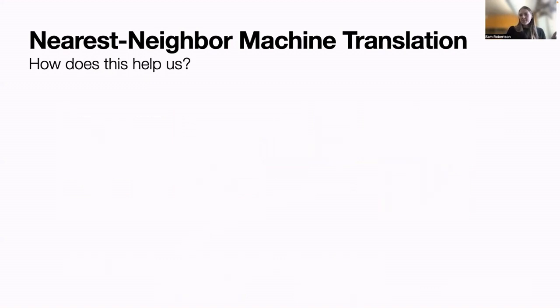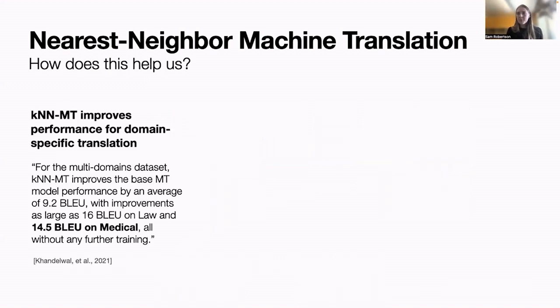How does this help us? One, it improves performance for domain-specific translation. At least that's what the researchers who proposed this found. They saw a 14.5 BLEU score improvement on a medical data set. So that's very significant. So that's nice, similar to why we would have used a fine-tuned model.